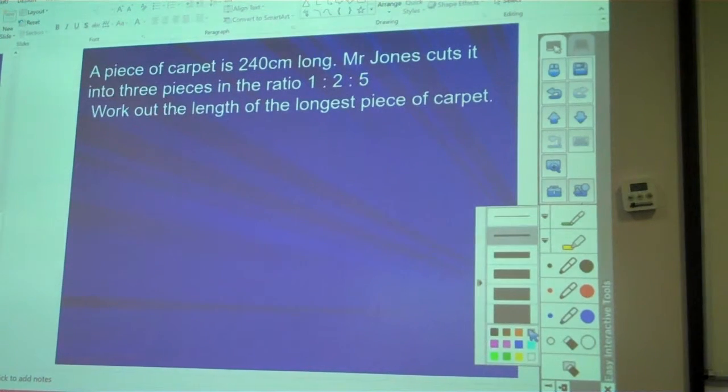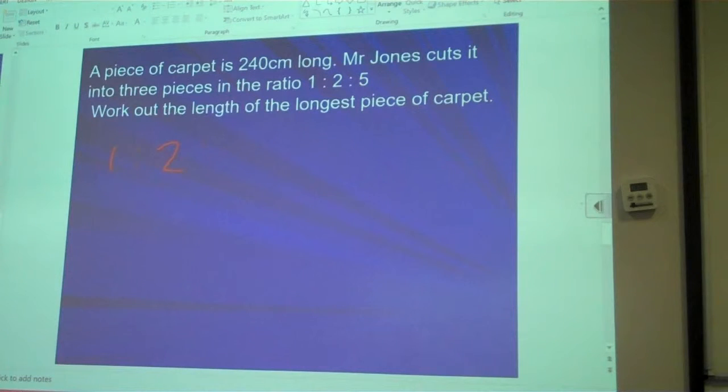Where should I start? Katie? Add up 1, 2 and 5, which is 8, and then... Hold on, 1 to 2 to 5, which gives me a total of 8. And then divide 240 by 8. Wait a minute, where am I going to put my 240 first of all? Below it. Below which number?